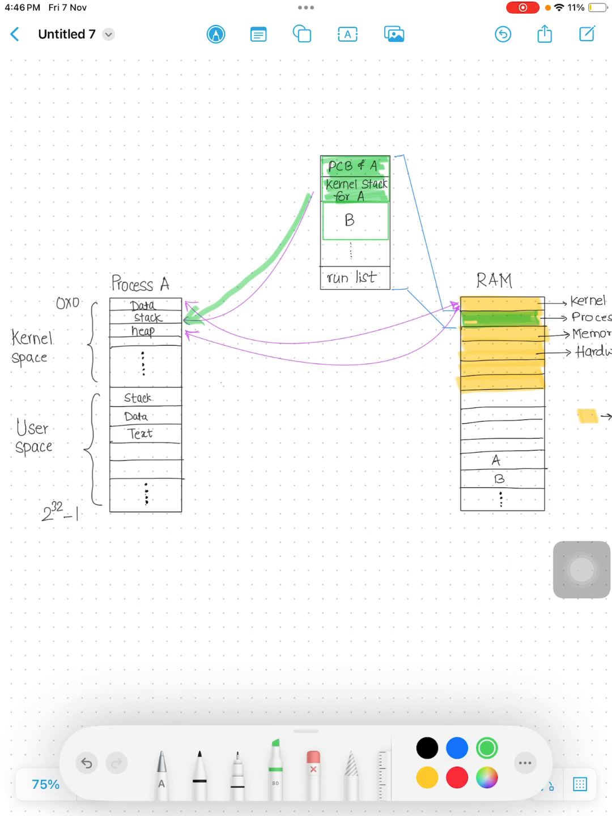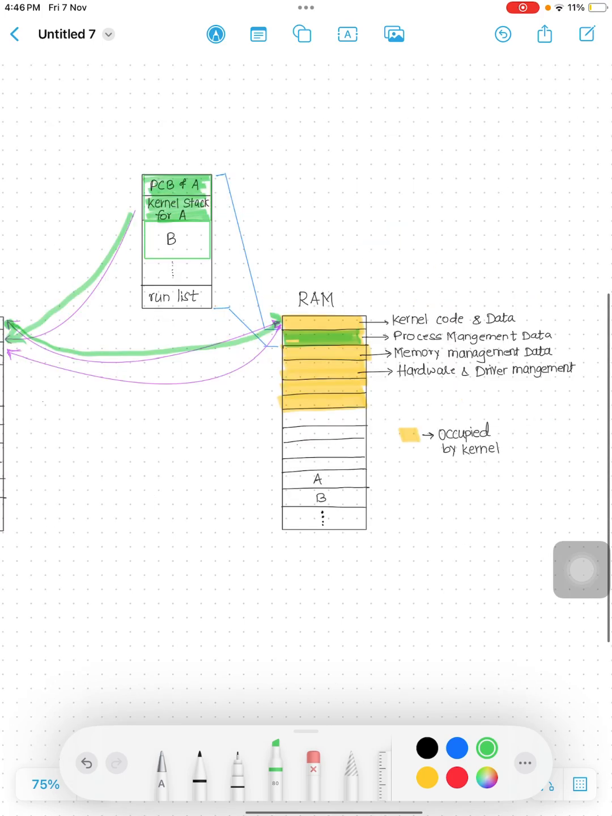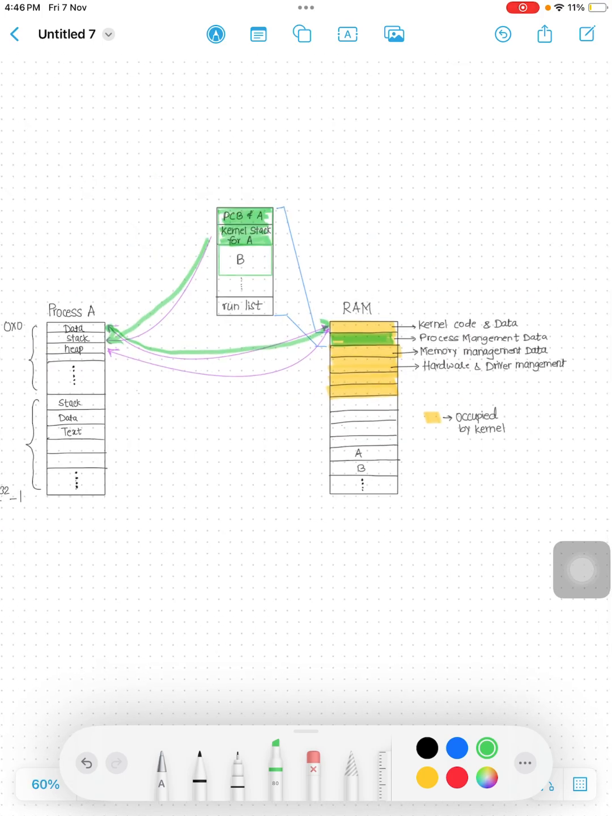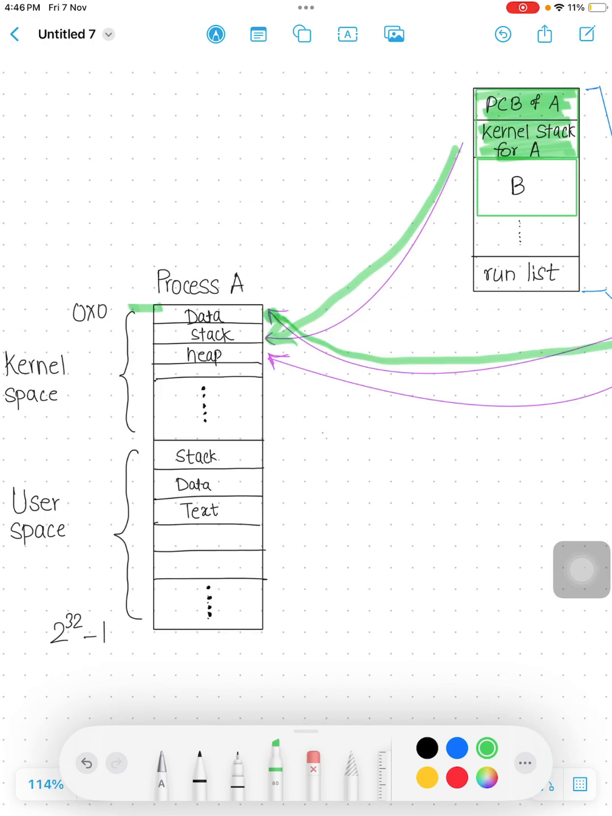And also this data from process A from kernel stack is mapped to the data segment from the RAM, from the region occupied by kernel. This has to be some address, this has to be some address. Okay. The addresses of the kernel text or data segment can be same or different, but they will point to the same address or page in the RAM.